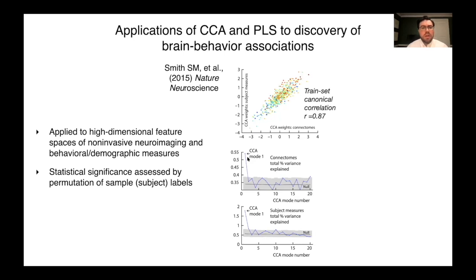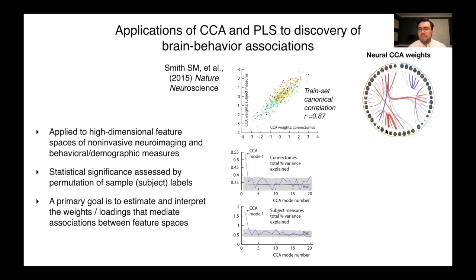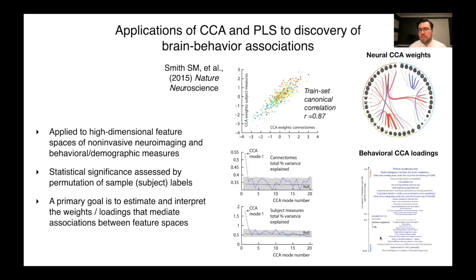And the key goal of these kind of CCA and PLS approaches to discover brain behavior associations is really to estimate and interpret the weights or loadings that mediate these associations between feature spaces, right? And so in the example of this paper, they wanted to discover what are the patterns of resting state functional connectivity edges here that mediate the relationship to the sets of behavioral measures. And therefore, by seeing which features in the neural data set relate to which features in the behavioral data set, we're able to then discover the nature of that brain behavior relationship.